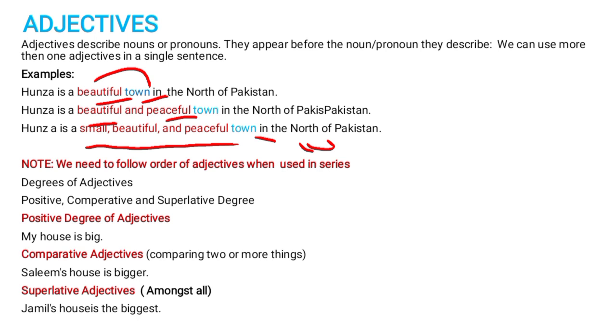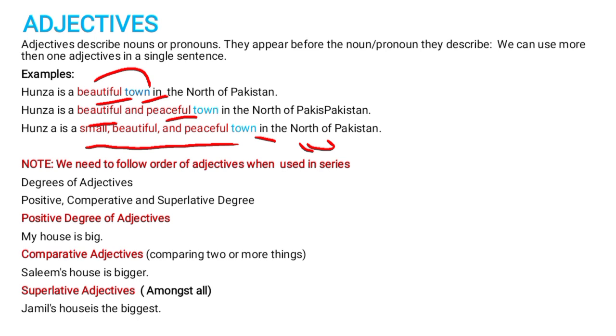So here are a few degrees of adjectives: positive, comparative, and superlative degrees of adjective. So my house is big is an example of positive degree, as we are using a single adjective here. Comparative degree is when you're going to compare something with another. Salim's house is bigger. So here you are comparing two things. It means that you are comparing Salim's house with someone else's house.